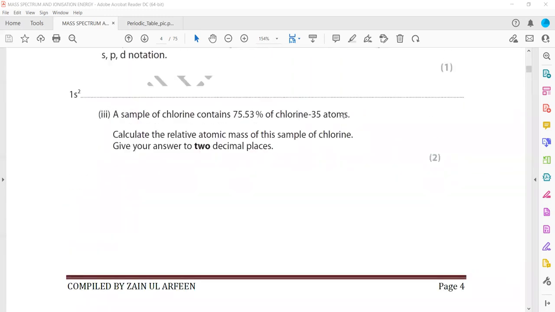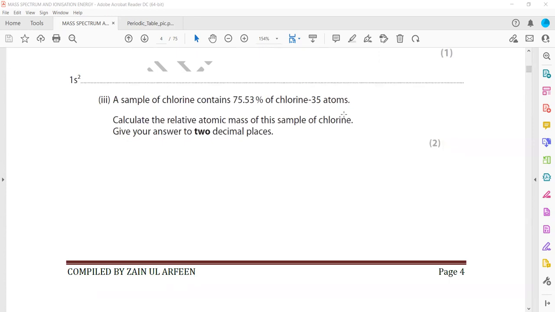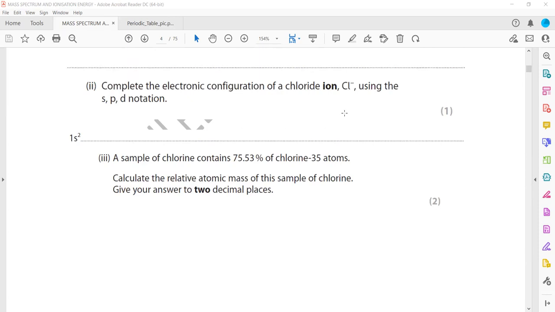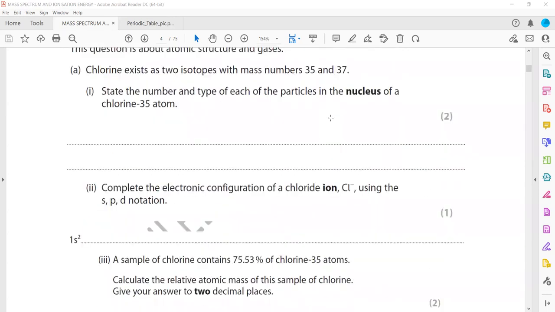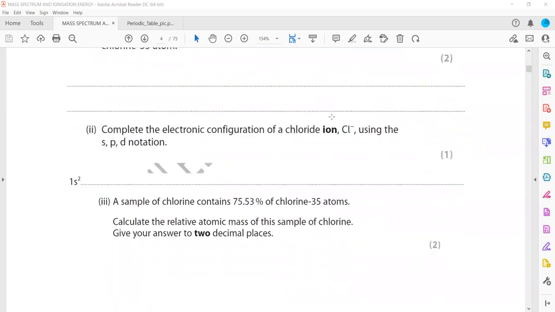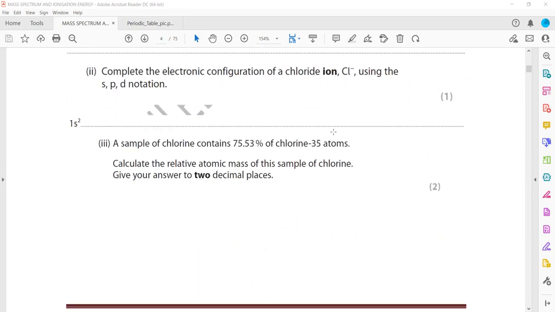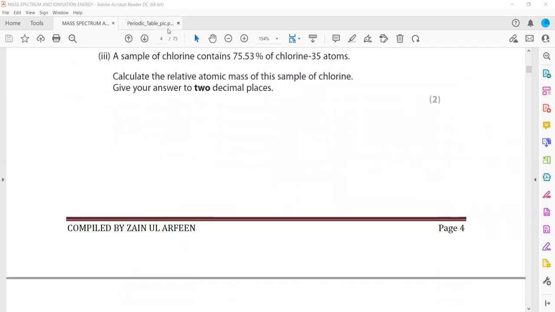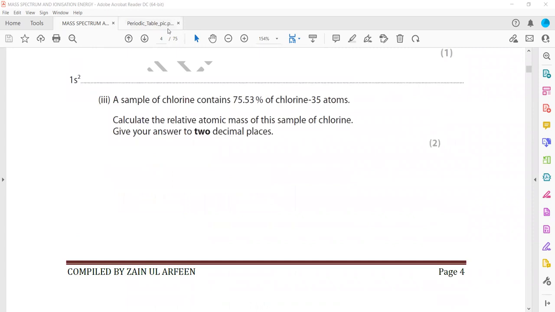Then a sample of chlorine contains 75.53% of chlorine 35. Calculate the relative atomic mass of the sample to 2 decimal places. So if chlorine 35 is 75.53%, then the remaining of the sample will be chlorine 37. So 100 minus 75.53 will give the remaining chlorine, which is chlorine 37.